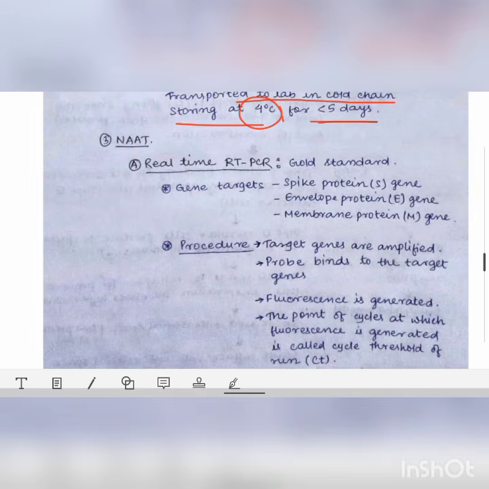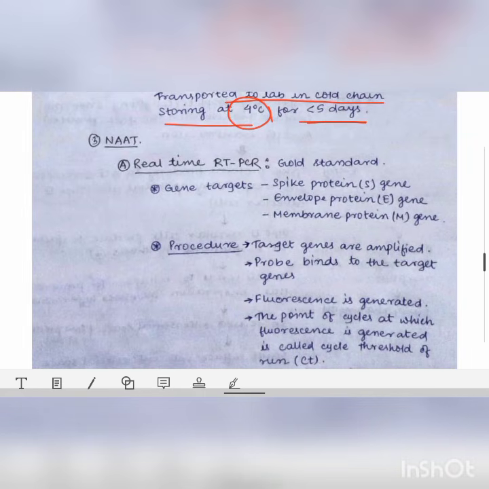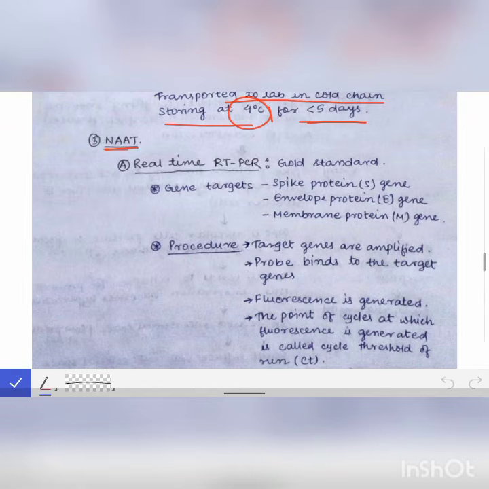Now the step that is done in the laboratory is the NAT test, which is the nucleic acid amplification test, of which the test is the real-time RT-PCR. The real-time RT-PCR is a nucleic acid amplification test. This is the gold standard method for the diagnosis of the COVID-19 disease.